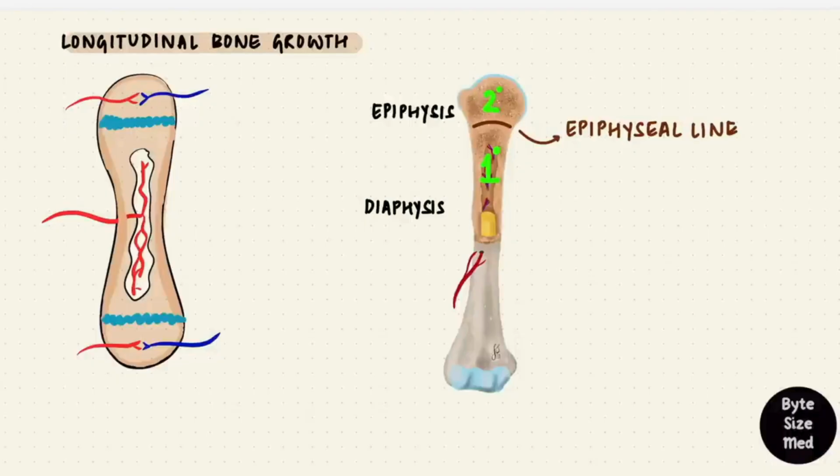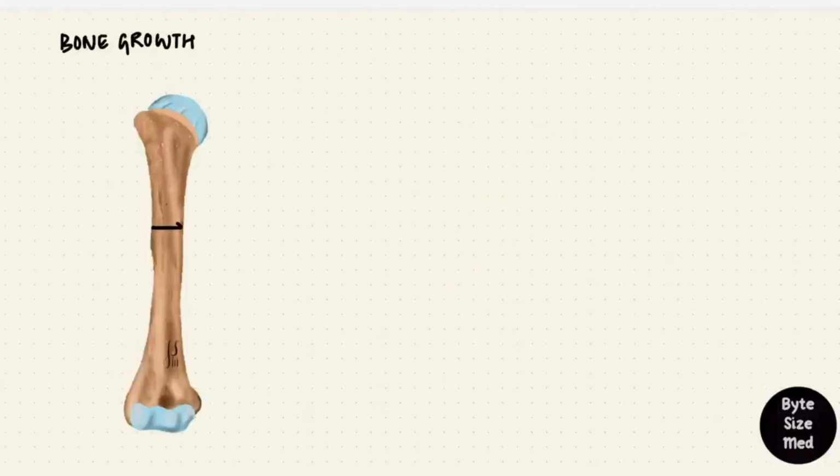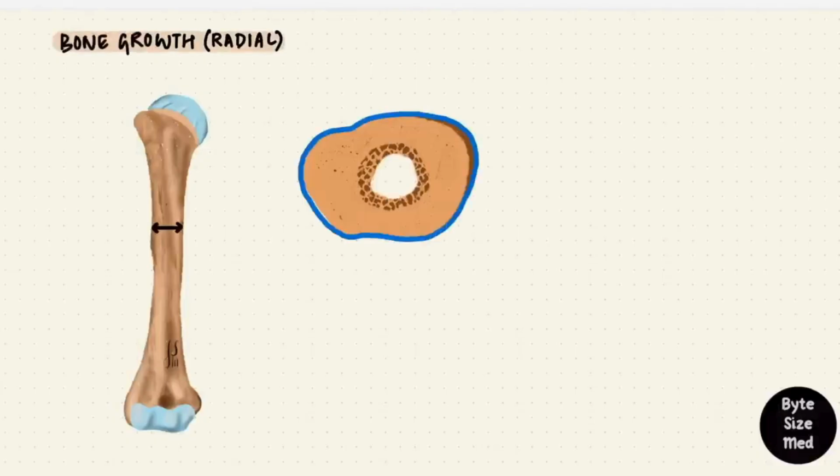That's longitudinal growth, but bone also grows radially. Now that's not endochondral ossification. It's from the periosteum, the outer covering of bone. The endosteum lines the marrow cavities, but to make it easier, I'll just draw it as the inner lining. The center of the diaphysis has the medullary cavity.